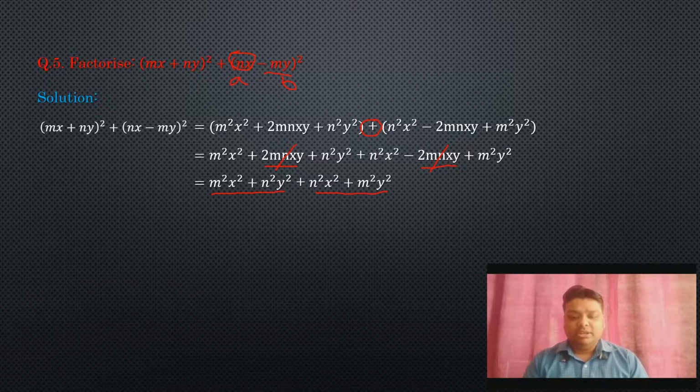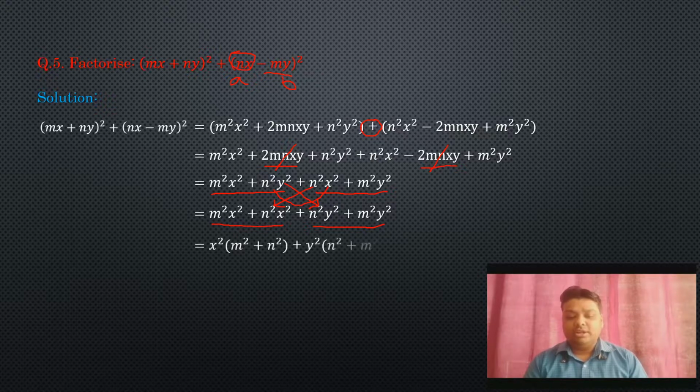It means we can write m square x square directly, but that value we will write here, and that value we will write here. Last, directly we will write. Now you can see that in these two terms x square is common, and here y square is common. So we can take x square common, then what is left? m square here and n square here. Same as y square we have taken common, so here n square and here m square are left.